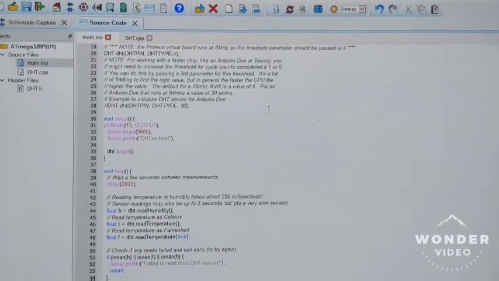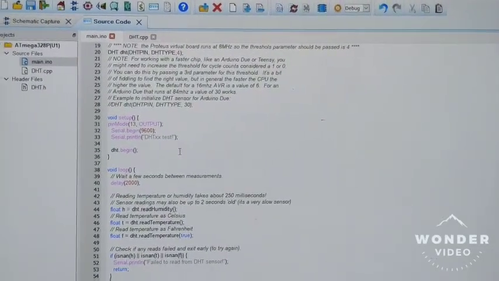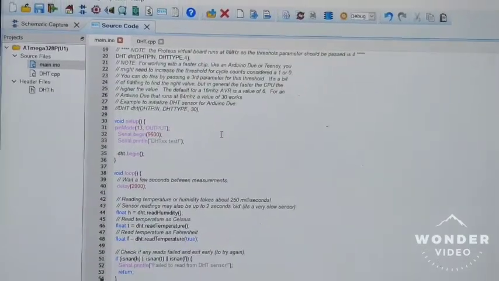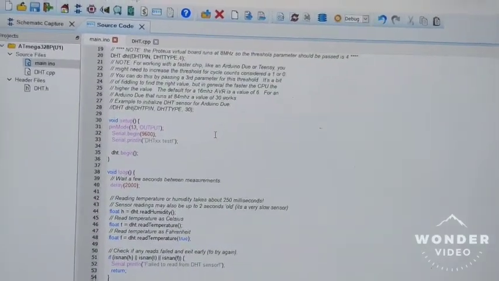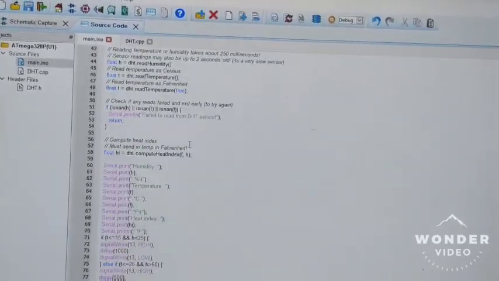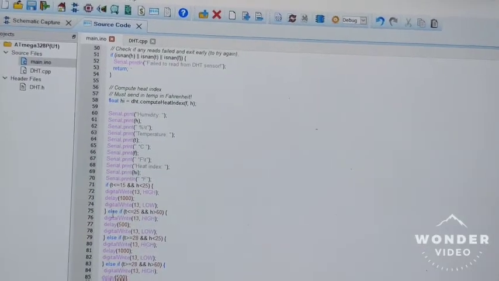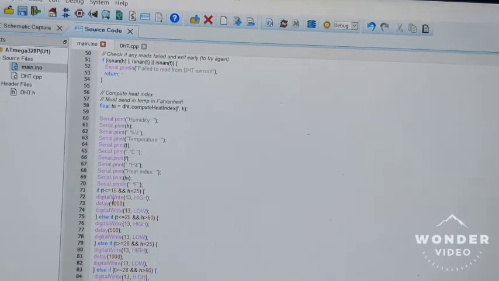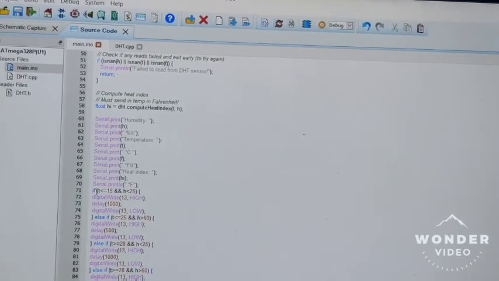Now let us see the source code of this project. In this source code, we use the help of two functions. The first one is pinMode. pinMode helps us to activate the digital pin 13. And the next one is the else if function. This helps us to enter our conditions given. Let us see the conditions given to us.